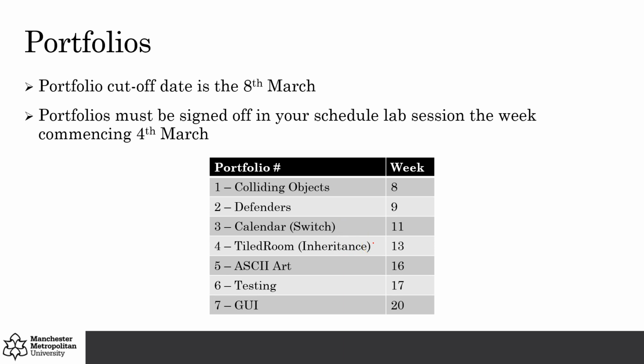Portfolio 4 was the tiled room. That's where we had the room superclass. So when you started the portfolio, you would have created a class called tiled room, which hopefully extended from room. And then for the portfolio to be signed off, you had to override the calculate cost method for that tiled room and call the superclass's calculate cost method, and then just pass in the additional information such as the cost of the grouting or the additional time required.